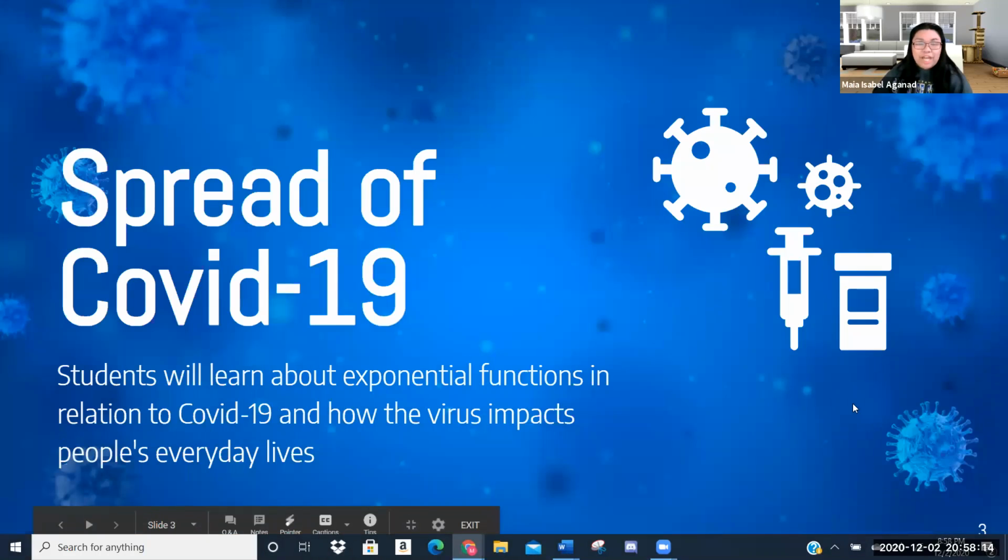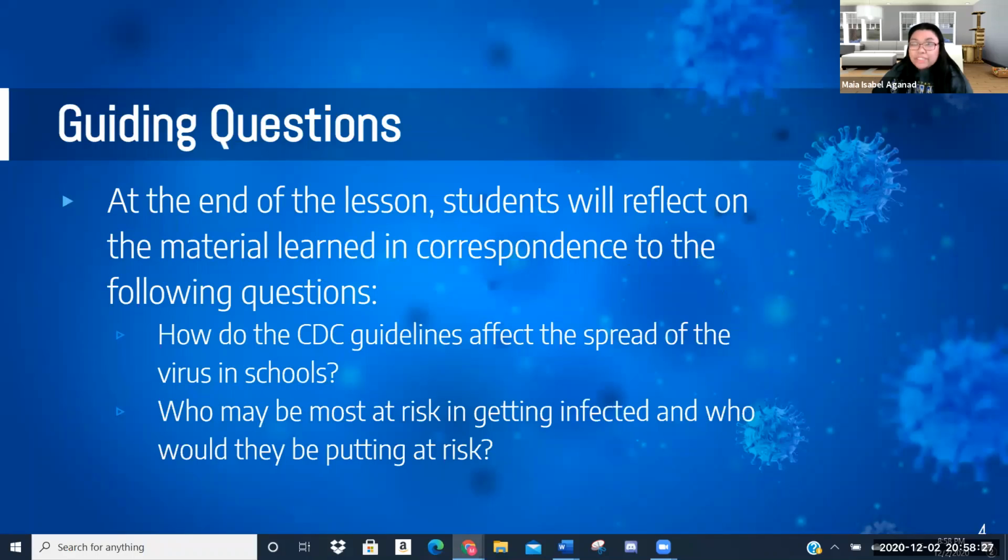Okay, and so we'll be talking about the spread of COVID-19, and our objective is that students will learn about exponential functions in relation to COVID-19 and how the virus impacts people's everyday lives. So here are some guiding questions that we want our students to think about throughout the lesson.